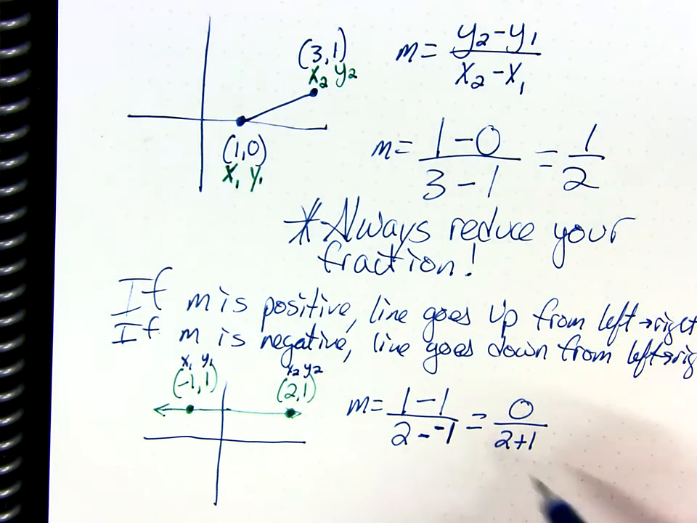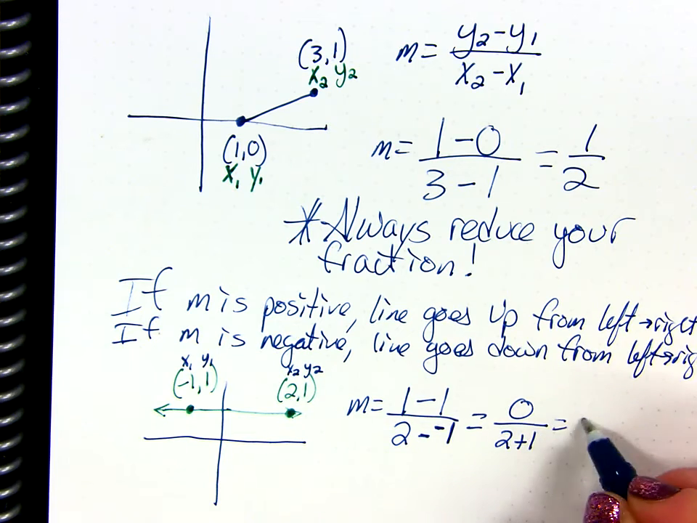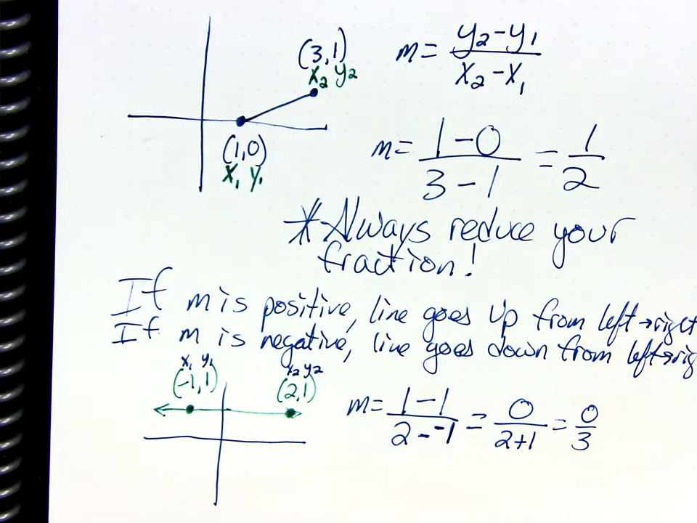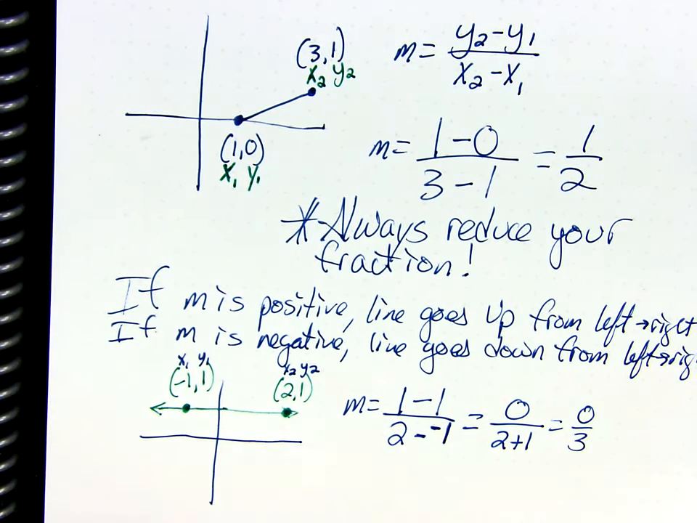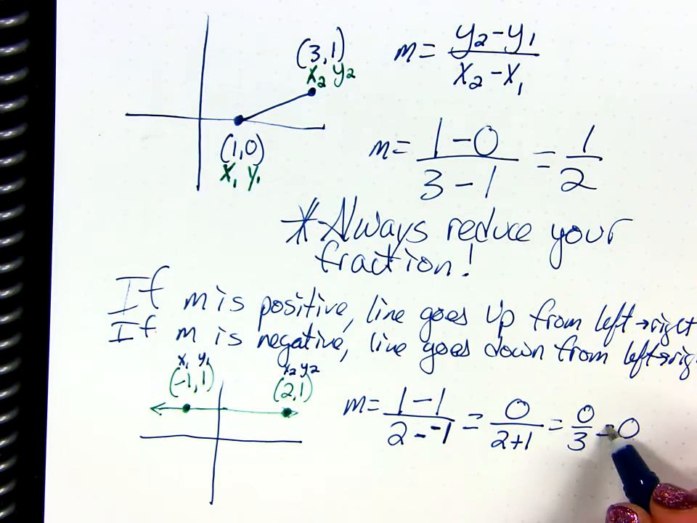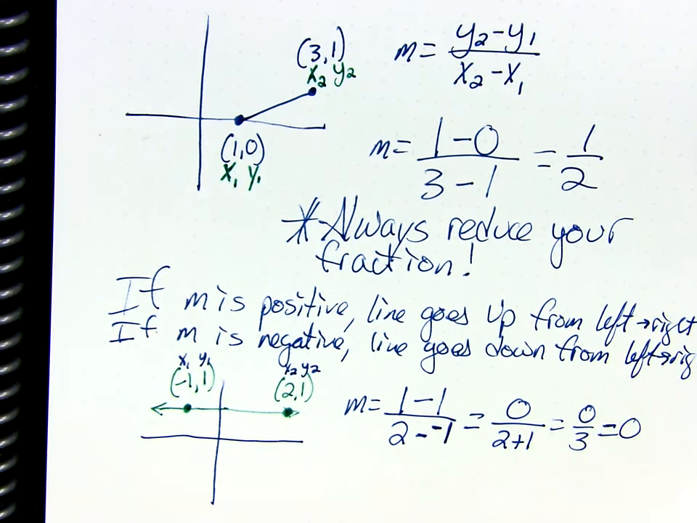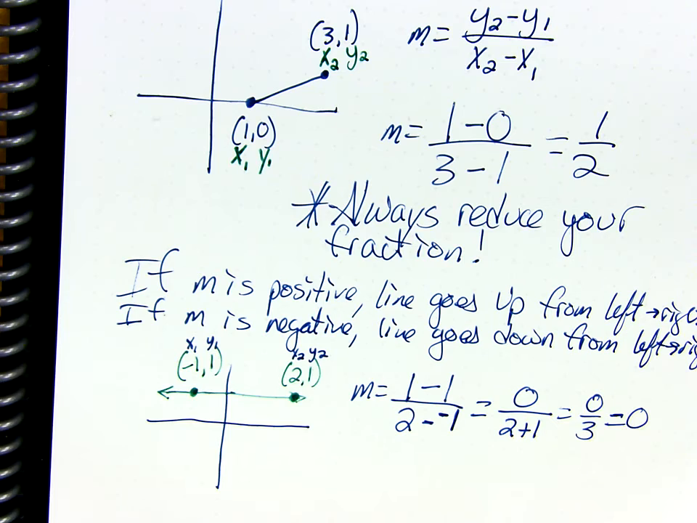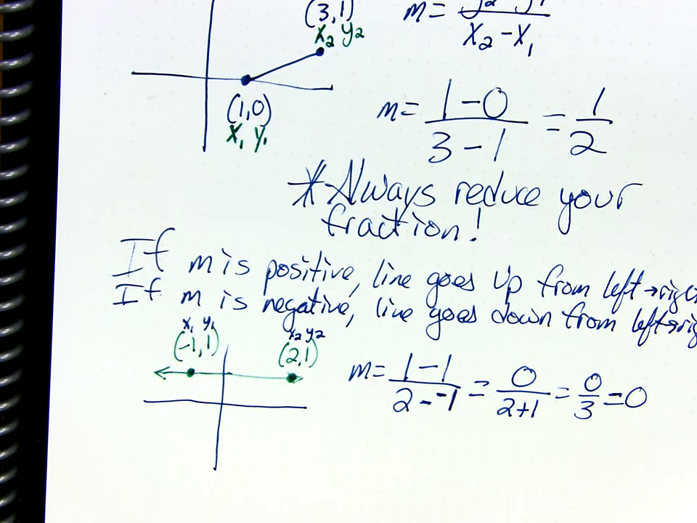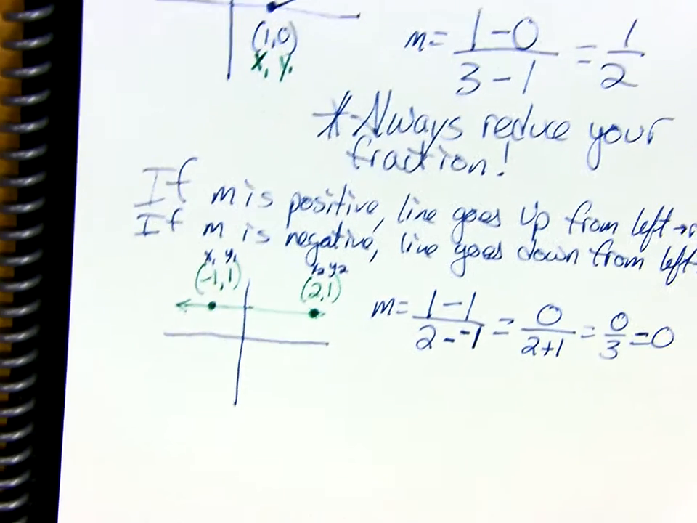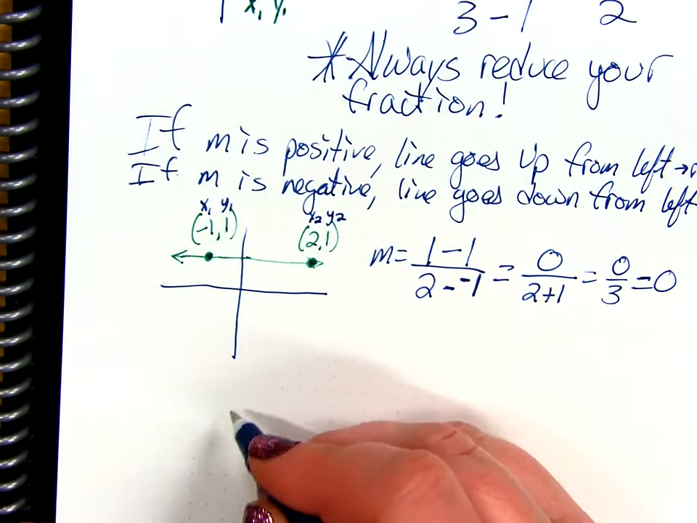So minus a negative turns into plus. Now I have 0 over 3. Well, what is 0 divided by 3 anyway? It's just 0. So that means a horizontal line has a slope of 0. How interesting. What do you suppose a vertical line slope would be? Let's find out. I'm going to do the same thing, but I'm going to have a vertical line now.